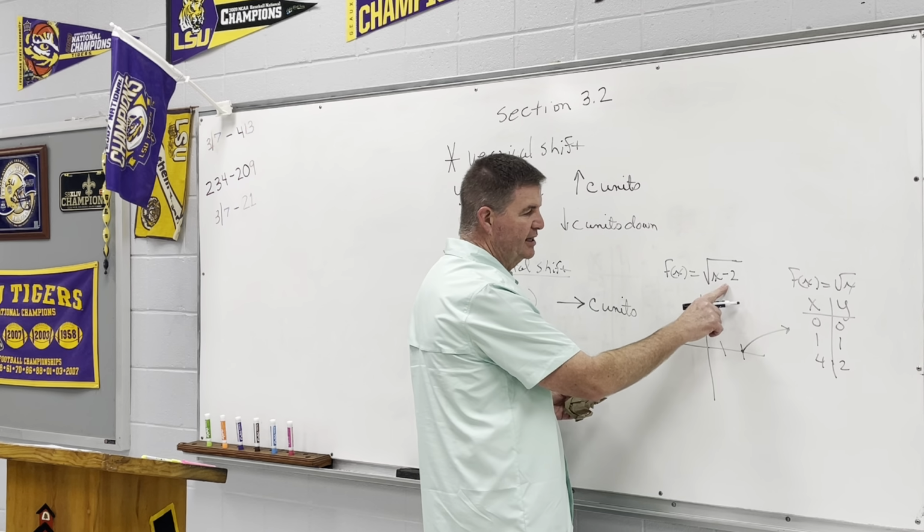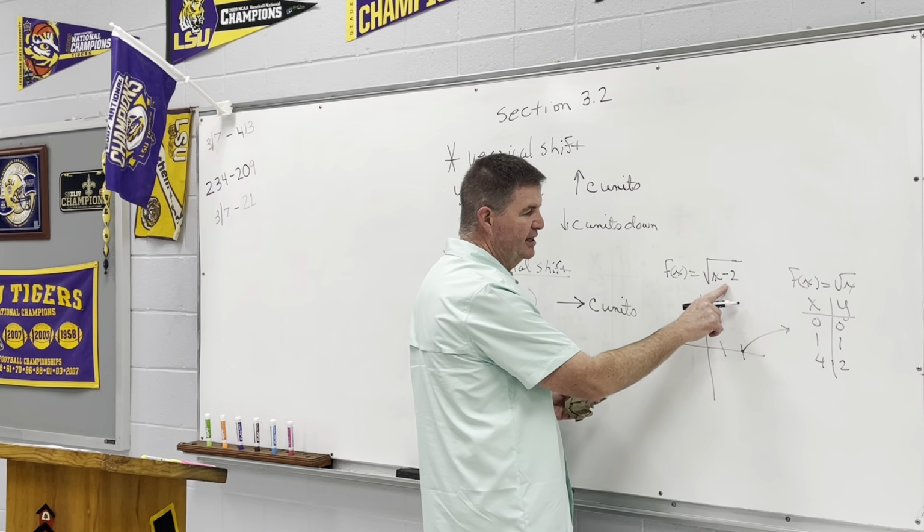And if we plug those numbers in, 2 minus 2 would be 0, the square root of 0 would be 0. 3 minus 2 would be 1, square root of 1 would be 1. And 6 minus 2 would be 4, the square root of 4 would be 2. So you can see that it does indeed move each one of the points 2 units to the right.